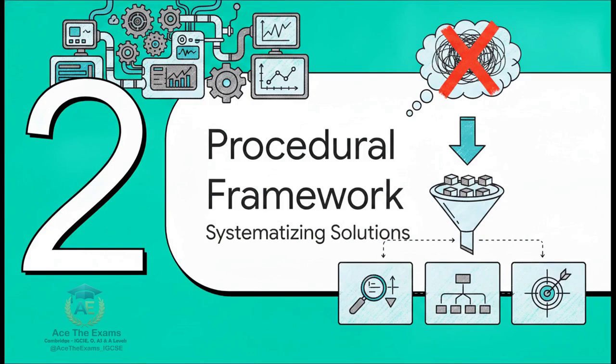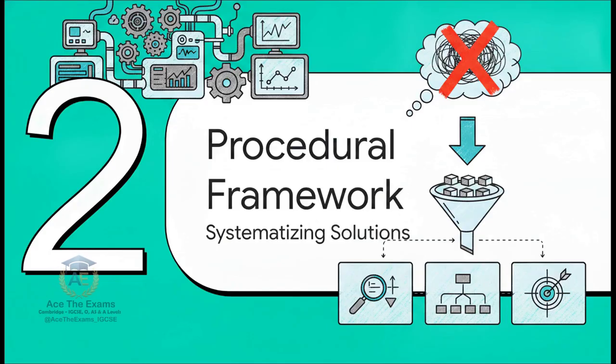Moving into Section 2, the procedural framework. Top-scoring candidates do not just guess their way through a machine learning problem, they systematize their solutions. They approach an exam paper the way a compiler approaches code: systematically, logically, and without skipping a single step.